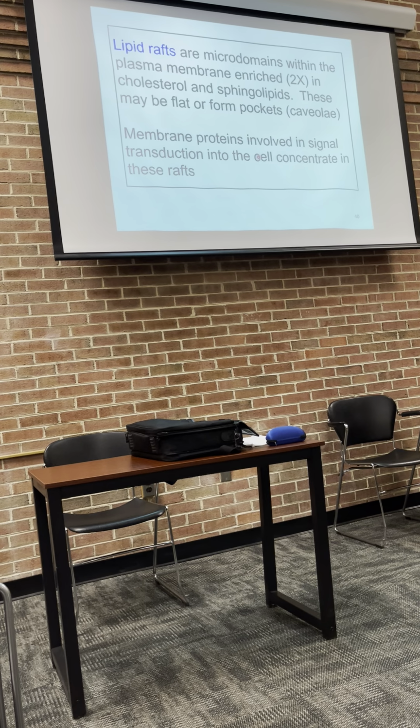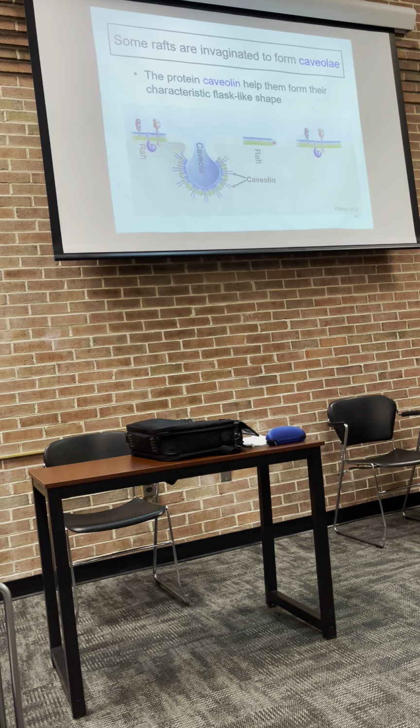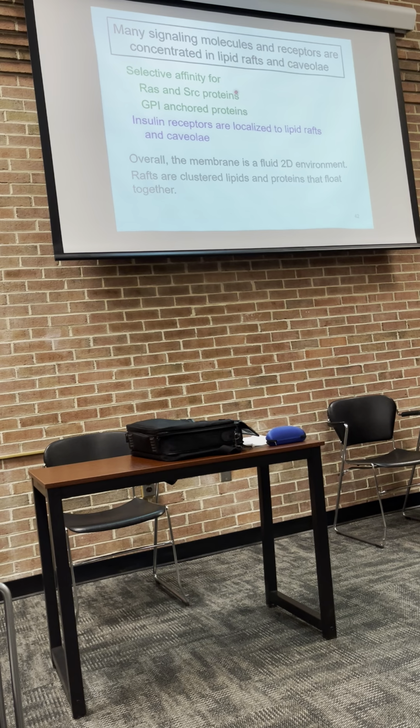So here's a diagram of that. If you have this membrane here, certain spots of the membrane are specifically enriched in particular proteins or lipids, and that then helps viruses, for example, or other things to get into the cell, or there's some transduction going on, meaning some signal is being conveyed from the outside to the inside. Again, these can be flat or they can form these caveolae. Here's a caveola, and there's a specific protein, caveolin, that helps these lipid rafts assume this flask-like shape. And so again, many signaling molecules and receptors are concentrated in lipid rafts and caveolae.